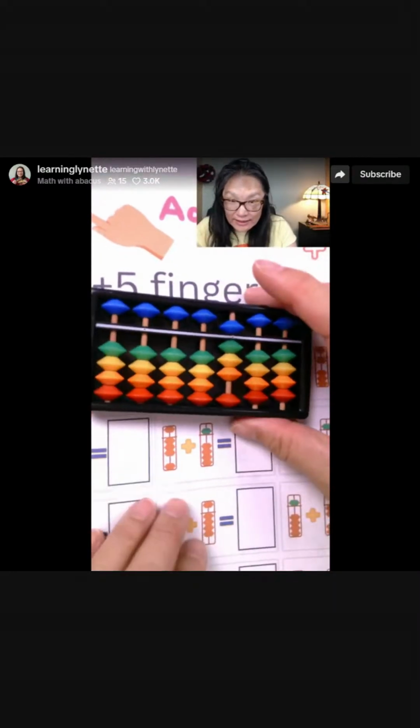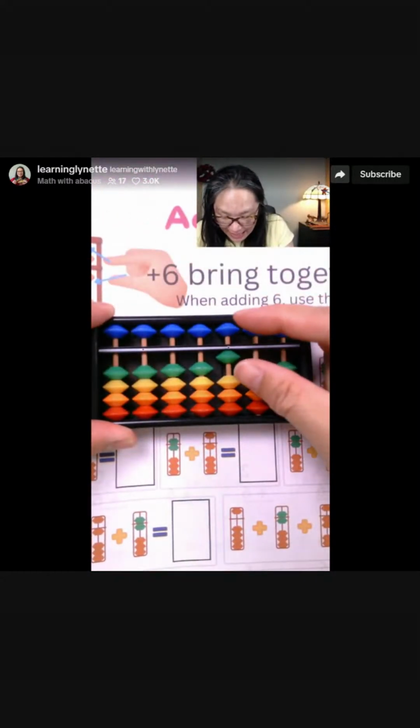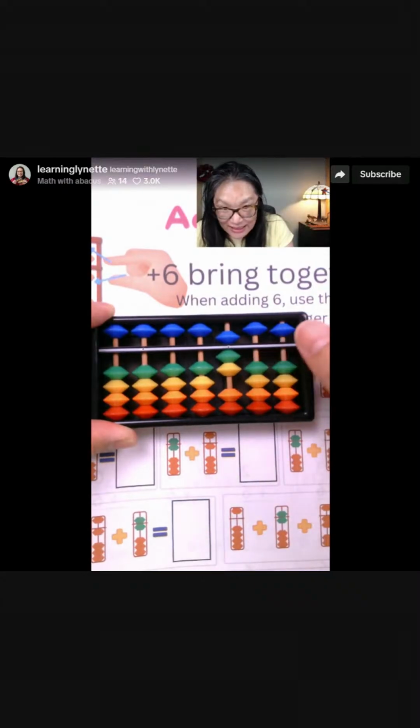What does 6 look like? If you notice, if I have 1 and I add the 6, I'm bringing it together like that. When I take away the 6, it looks like that. When I add the 6 and I take away the 6.